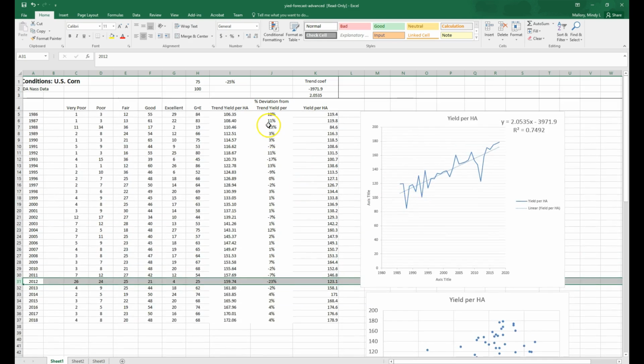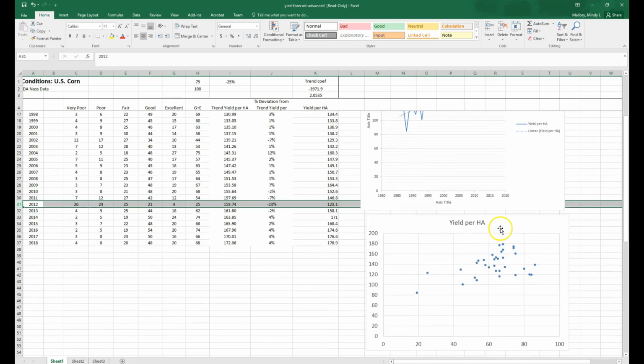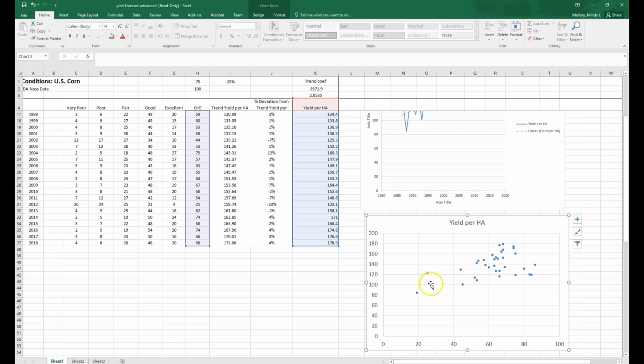But another way is to just use this percent deviation from trend, and then that kind of flattens everything out for us. So this is what it looks like. We're still seeing a positive relationship, but if we tried to fit a regression with yield as the thing on the left-hand side, the y variable, it would be messed up for that reason.